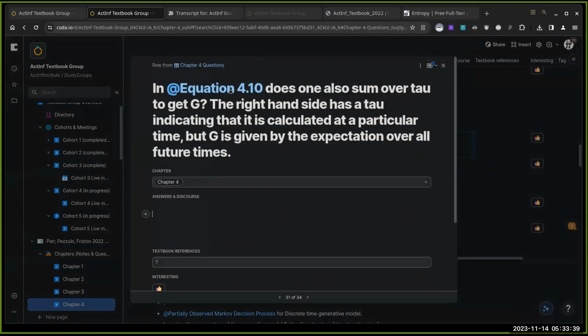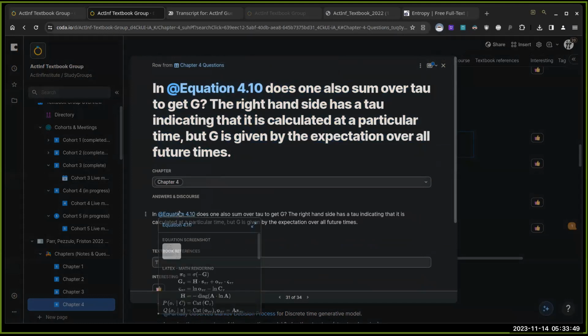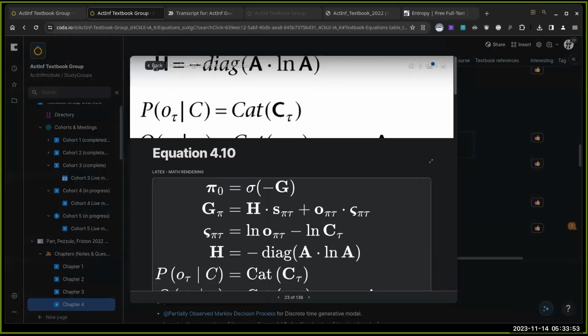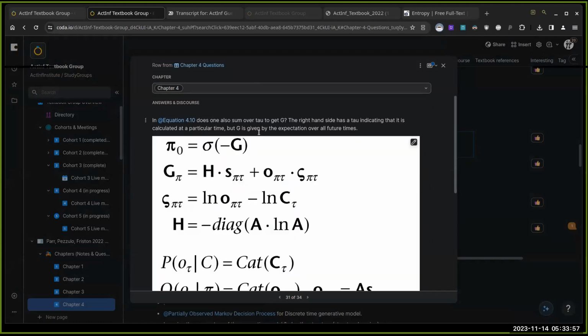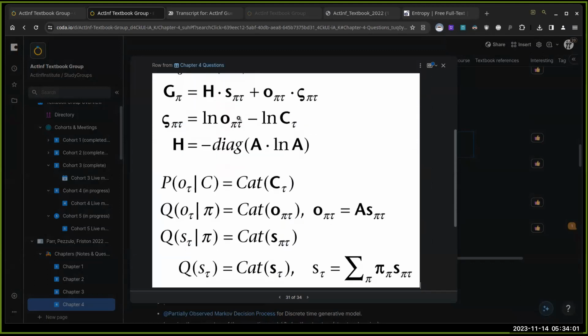In 4.10, does one sum over tau to get G? The right-hand side has a tau indicating that it is calculated at a particular time, but G is given by the expectation over all future times. Does one sum over tau to get G?